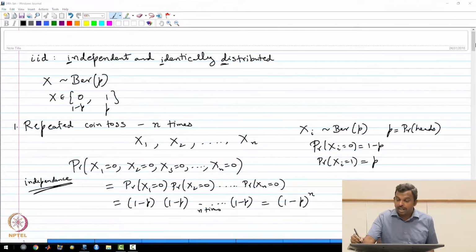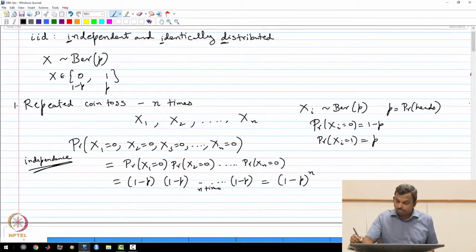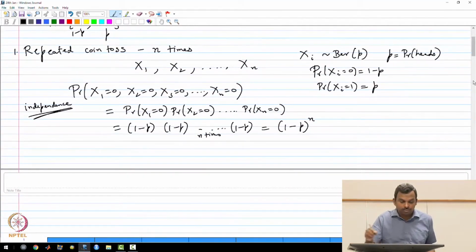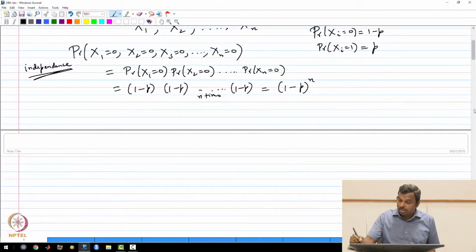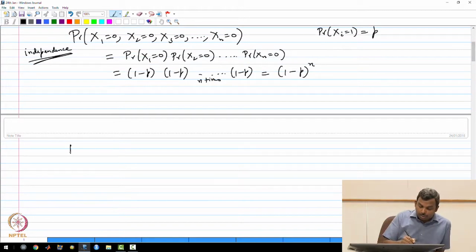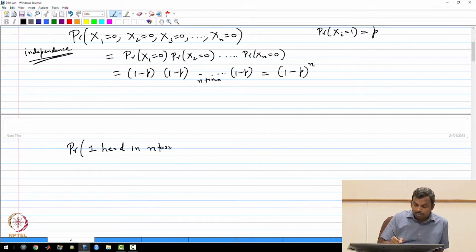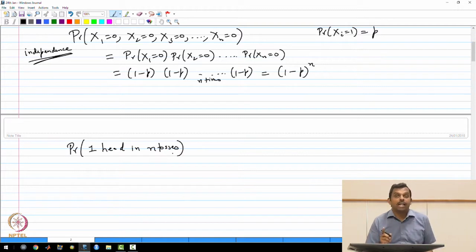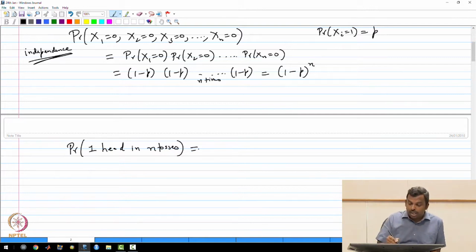So for instance, you can ask slightly more complicated questions like we've done before. What's the probability that there is exactly one head in n tosses? It could occur in the first position, or in the second position, or in the third position, and so on. If you look at it, there are n possible ways in which the head can occur, and the probability of head is p.